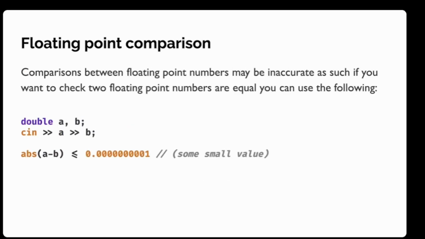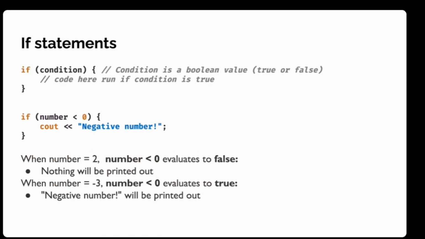So if statements in C++ look like this. If, then you have your condition between the brackets, and then you have curly braces, just like a function. One more thing to note: in Python, you didn't have to put brackets around the condition, but in C++, you have to. So here's an example. If number smaller than 0 is in the brackets, then you put the code that you want to be executed inside the curly braces. This is pretty standard logic. If 2 is not smaller than 0, nothing will be printed out.